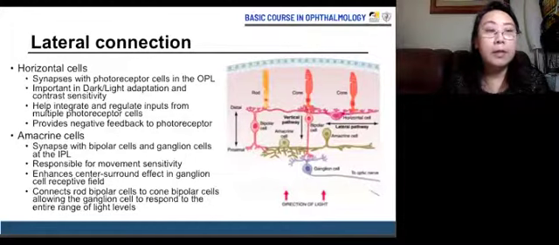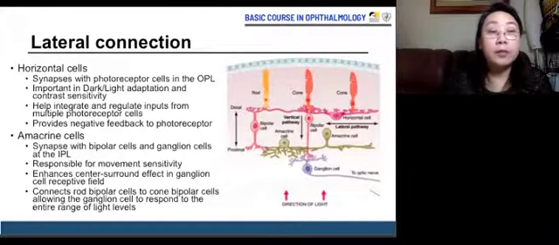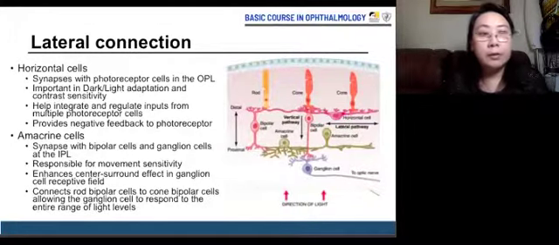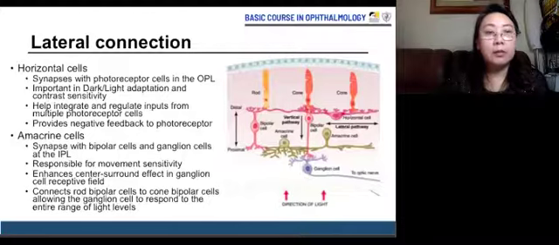Amacrine cells synapse with bipolar and ganglion cells at the inner plexiform layer. They are responsible for movement sensitivity and enhance center-surround effects in ganglion cell receptive fields. They connect rod bipolar cells to cone bipolar cells, allowing the ganglion cell to respond to the entire range of light levels.